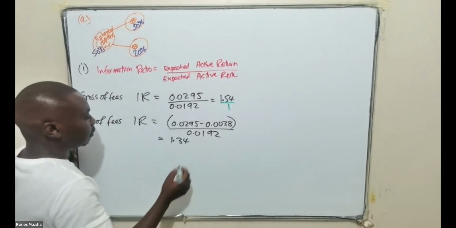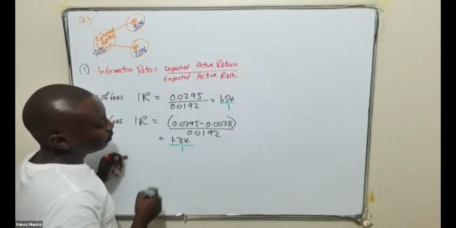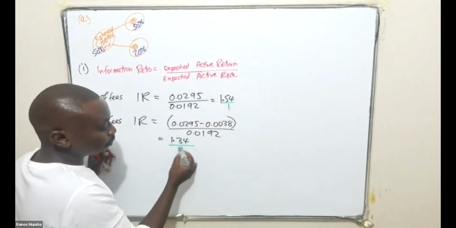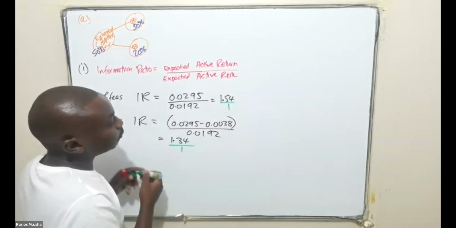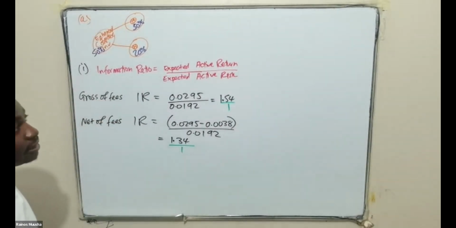Then net of fees, this is the same as saying 1.34 over 1, because for 1 unit of active risk you are exposing yourself to, you are generating 1.34 units of active return. That's what the information ratio basically tries to interpret. Are we on the same page? Any questions?